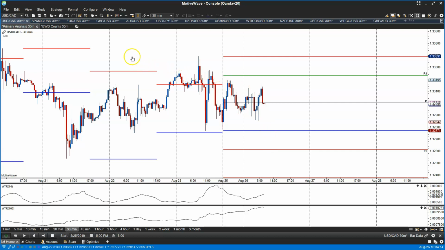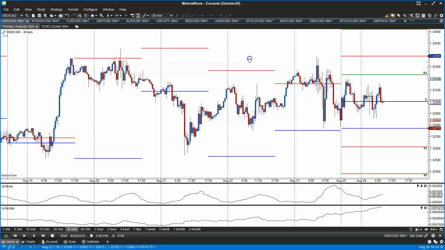Now the dollar Canada, if you look at this 30-minute chart and go back 5 days, we see that there is a lot of topside resistance. So the dollar Canada never really wanted to go above 133.50.